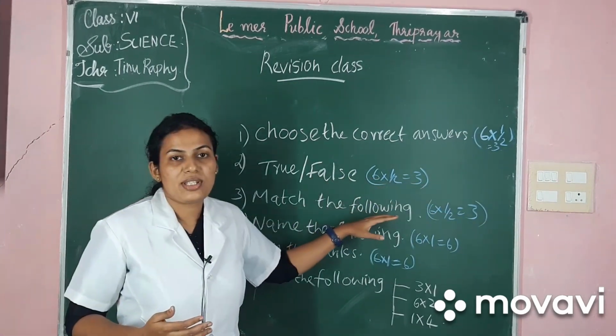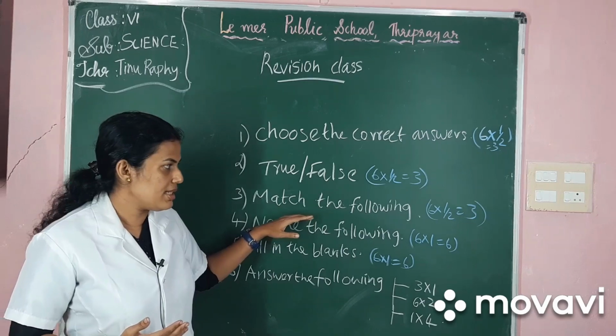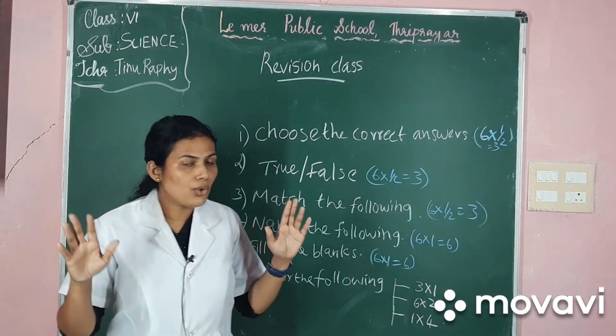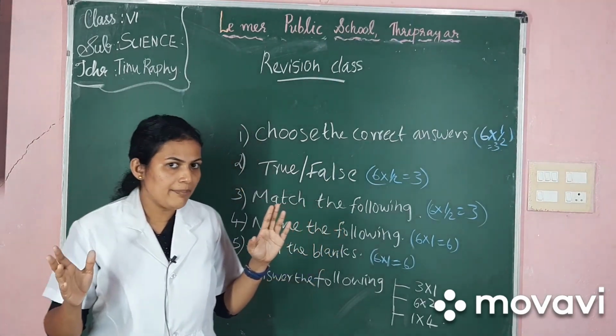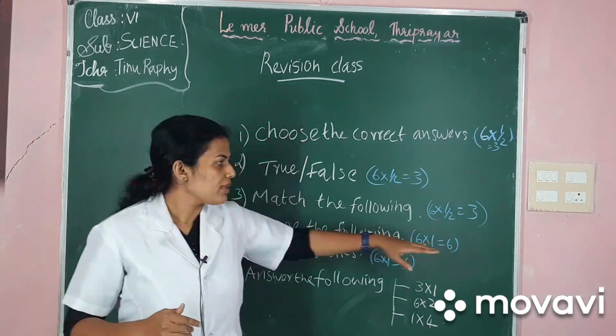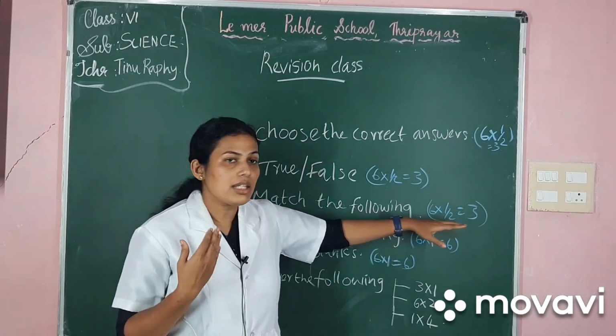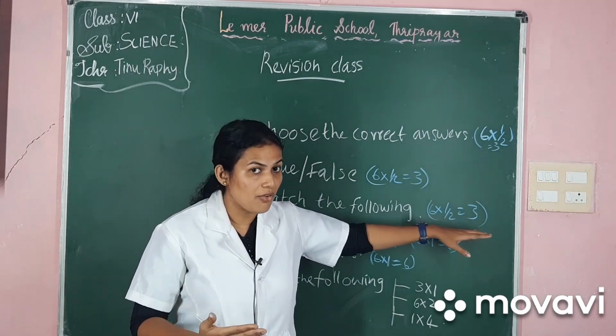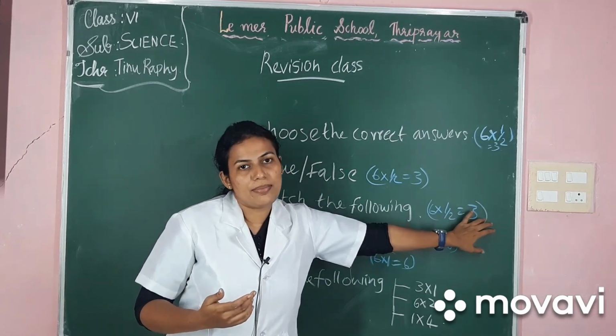The third type of questions are match the following questions. As you know, there will be 2 columns, column A and column B. You have to find the matching pairs from each column. There will be 6 pairs and each carries half mark. In total, there will be 3 marks.